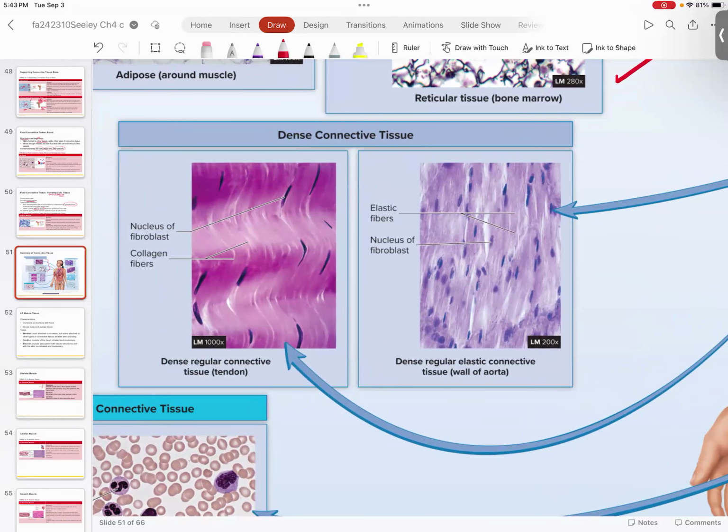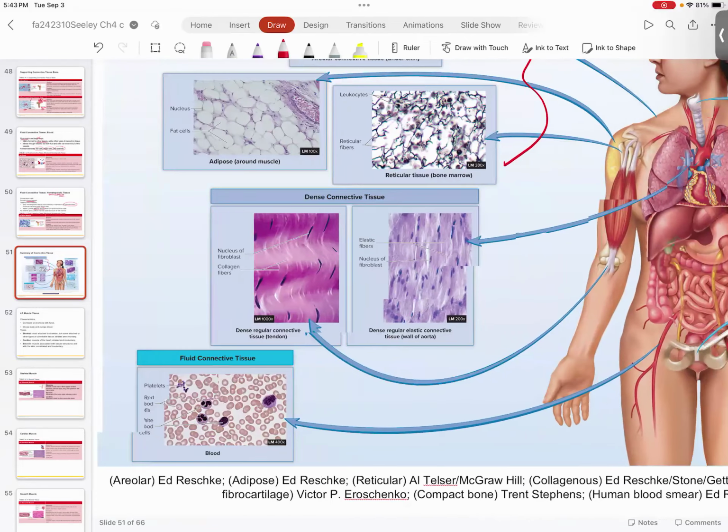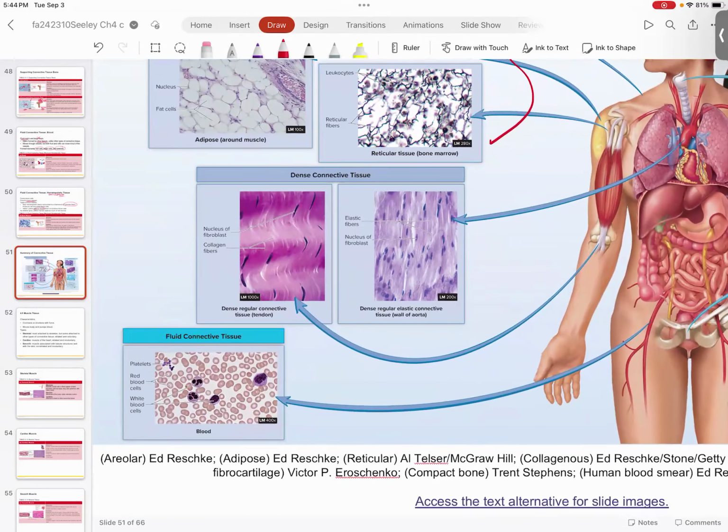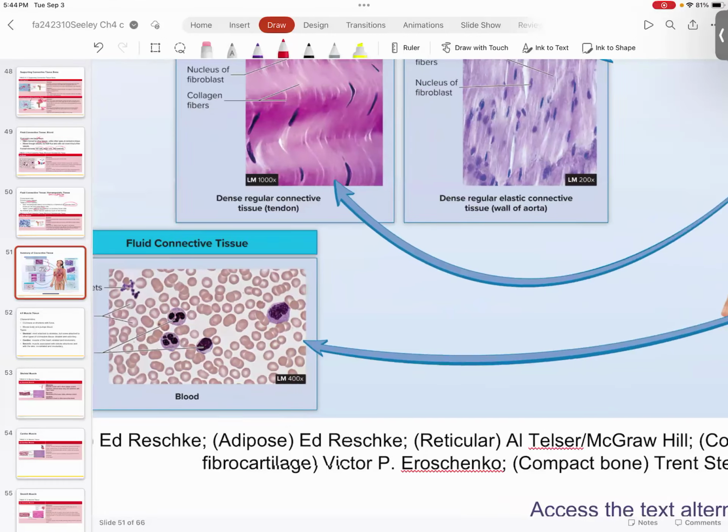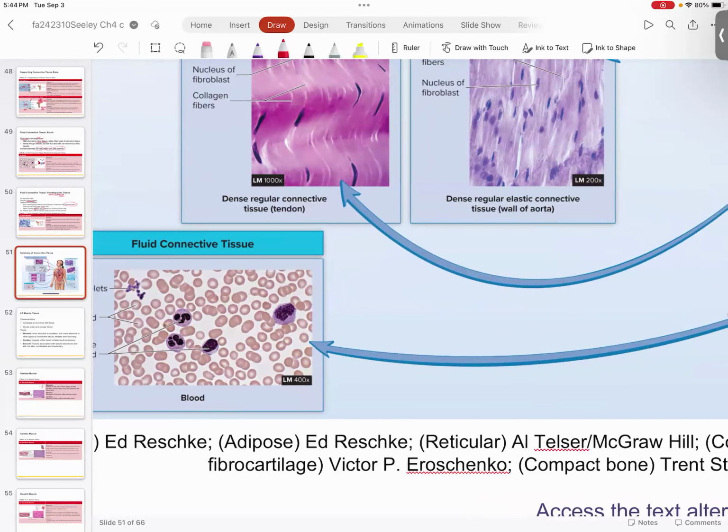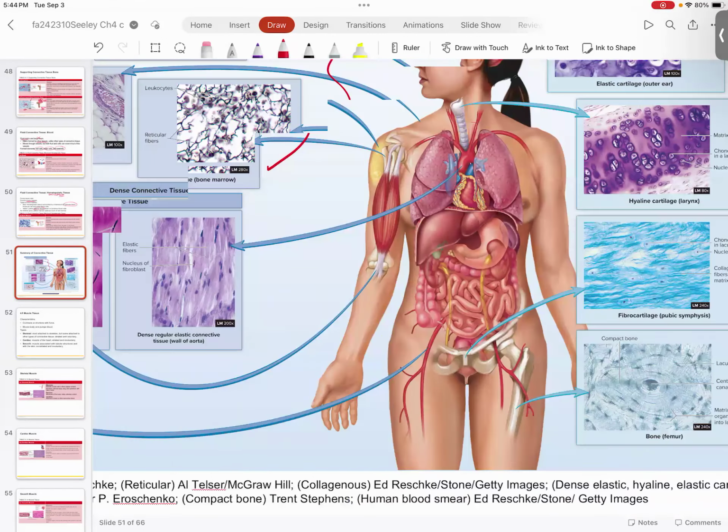The right hand one is elastic. So that's going to be the walls of the arteries and things of that nature. And so those are your dense connectives. And of course, your fluid connective tissue, which is your blood plasma bearing the cells of your blood.